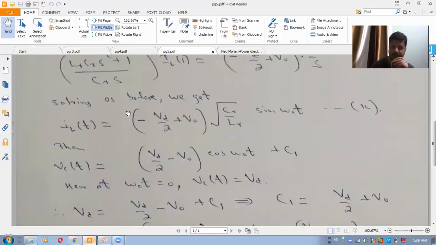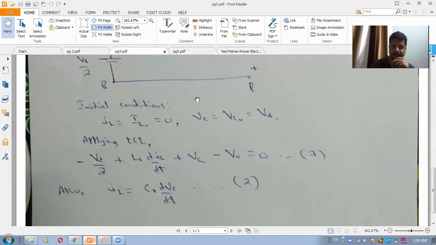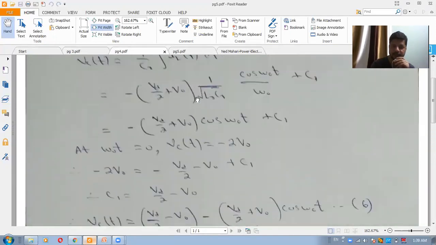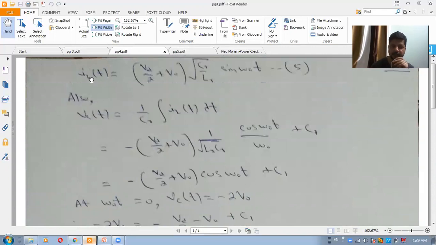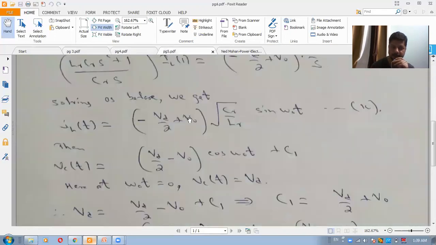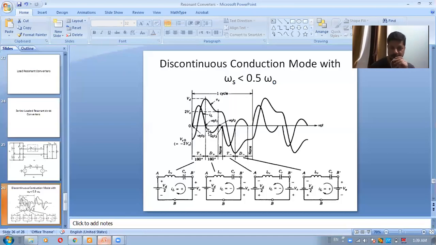So what we see here is the inductor current is again a sinusoid, but earlier when T plus was conducting, the magnitude of the inductor current was given by Vd by 2 plus V0 under root of CR by LR. Now when D plus is conducting, it is given by V0 minus Vd by 2 under root of CR by LR. So the inductor current is now negative. It is still a sinusoid. The frequency is still same. It is still operating at omega 0, but its peak value is less than what it was when T plus was conducting.